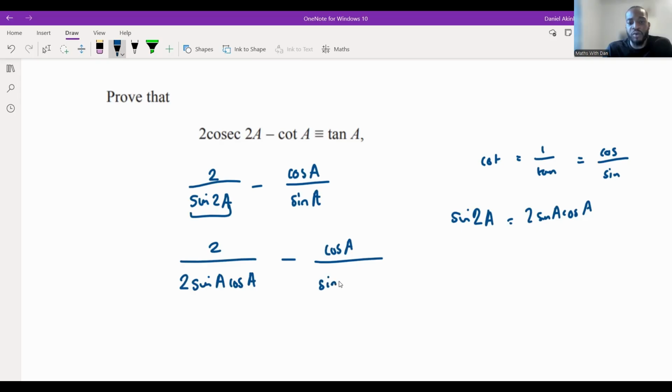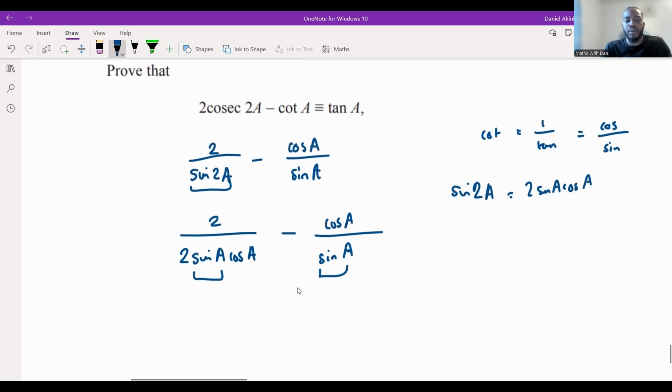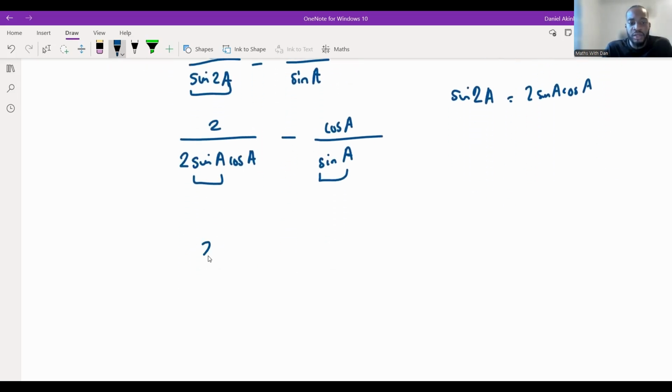Now, whenever you're dealing with these types of questions, you always want to essentially combine the denominators, right? I can cancel the 2, but I'll just leave it there for now. What would the common denominator be? Well, they both have a sine A. I need to make this one the same as 2 sine A cos A, so I'll do it in another step. So it's going to be 2 over 2 sine A cos A minus, and then I want the same denominator, 2 sine A cos A.